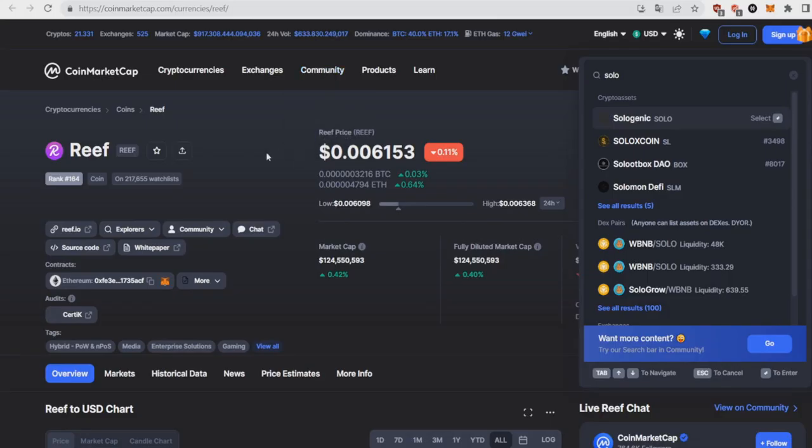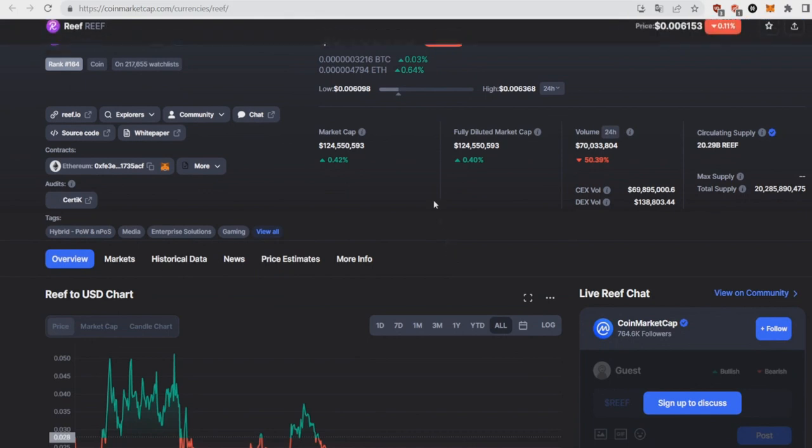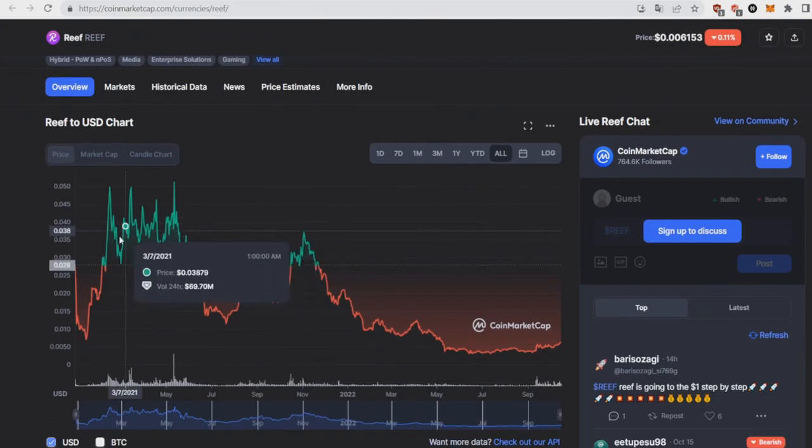And now, guys, let's get on with the second token of today's list. The second token of today's list is Reef Token, Reef, currently seeing a price around 0.6 cents with a market cap of 124 million and a fully diluted of 124 million as well. So we're talking about small caps today, as you can see, and the last one will also be one. So this is going to be epic, guys.